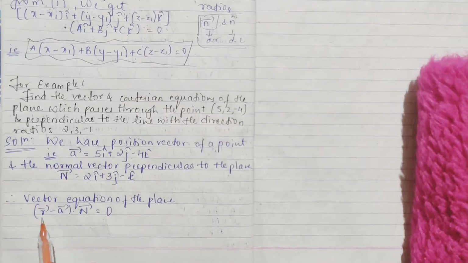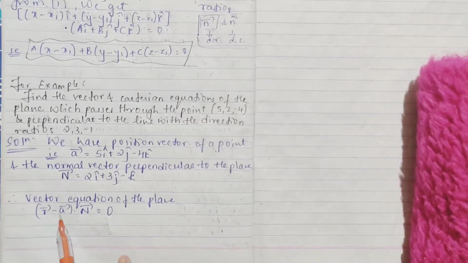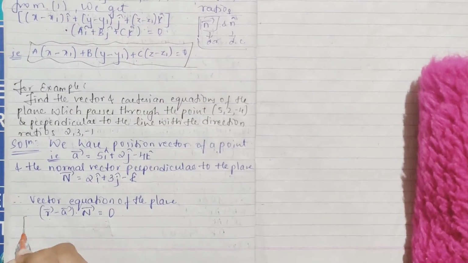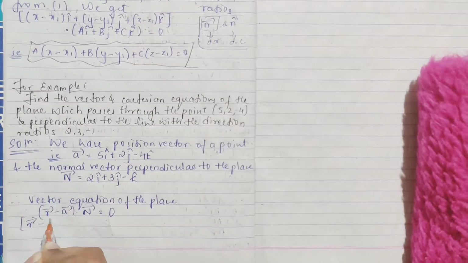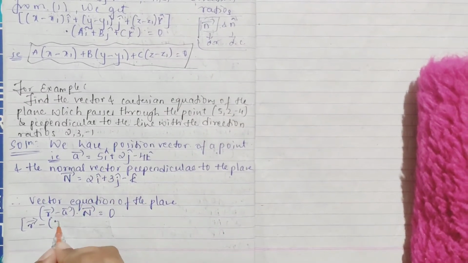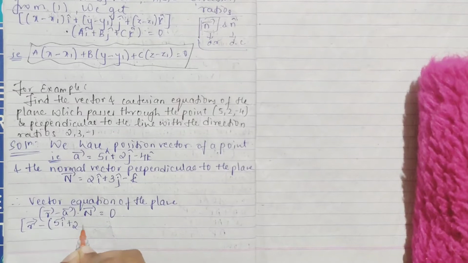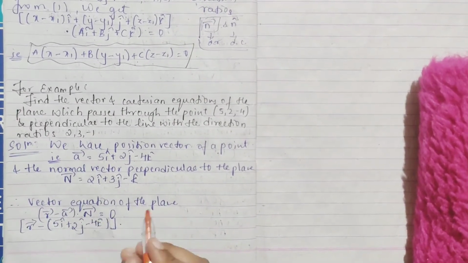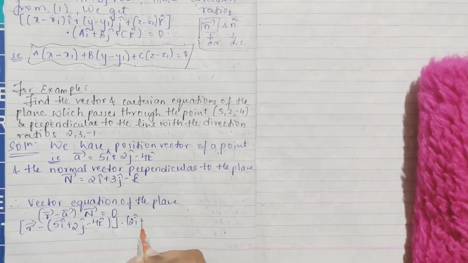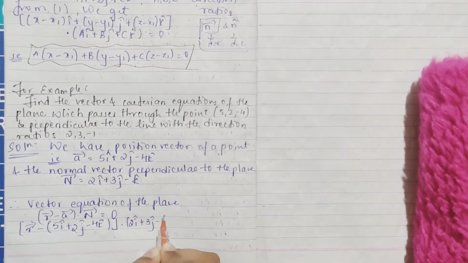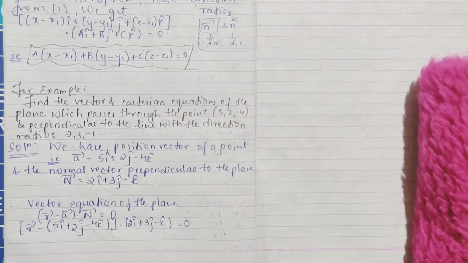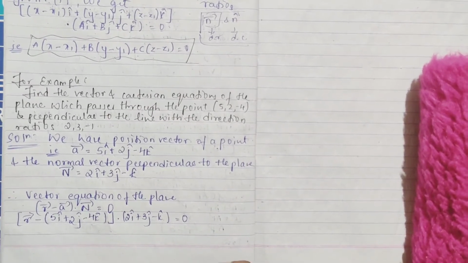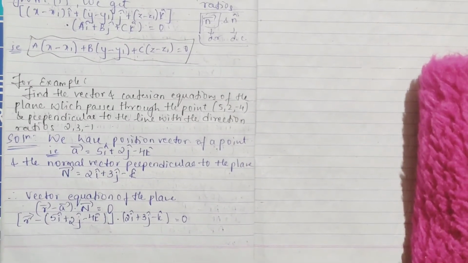The vector equation of the plane is given as (vector r minus vector a) dot vector n is equal to 0. So substitute everything. Vector r, keep it as it is, minus vector a, which is 5i cap plus 2j cap minus 4k cap, dot your n vector, 2i cap plus 3j cap minus k cap, equal to 0. So this is your vector equation. Pause to note it down.